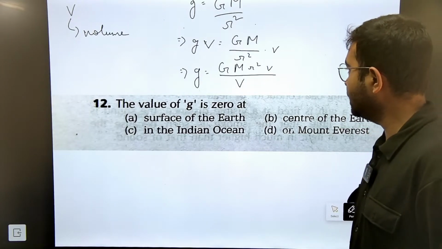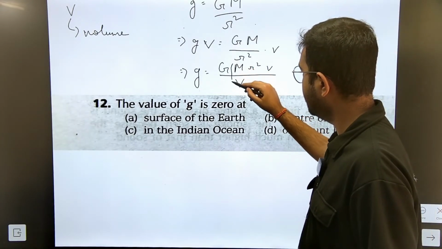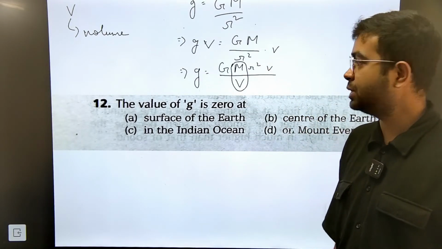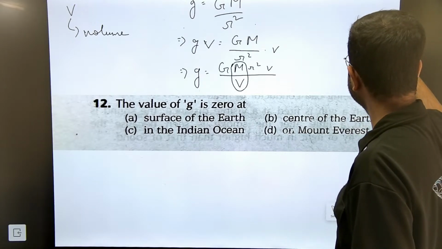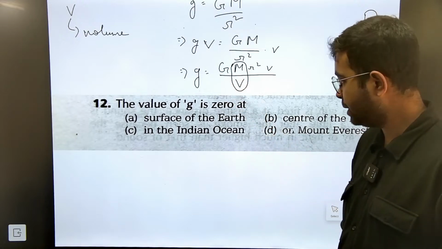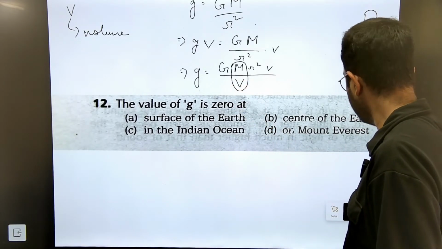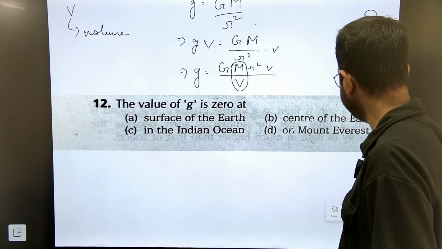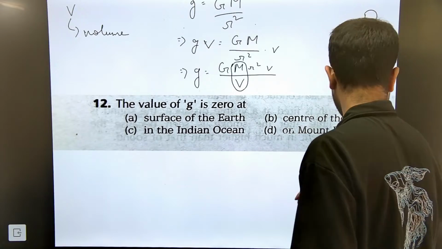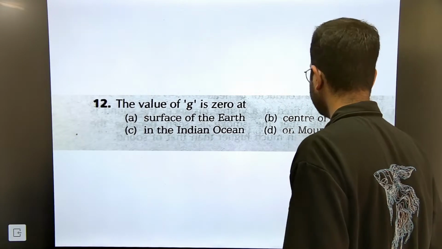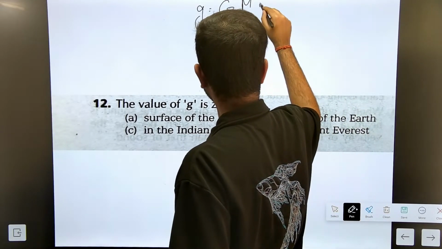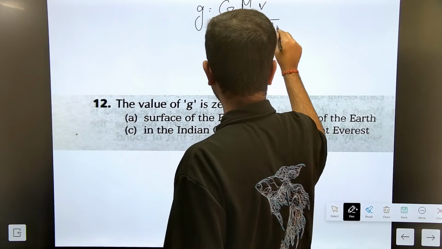Now look at this particular thing, M by V, mass by volume. What is mass by volume? Mass by volume is nothing but the density. Density is denoted by something known as rho. Okay? This is density. Now, what do we get after further simplification? This is what we got, G M V by V r square.